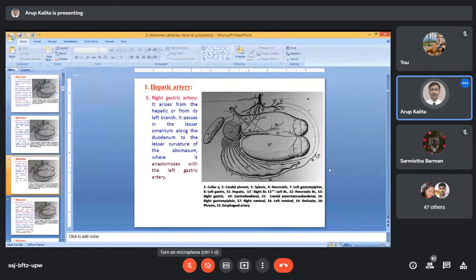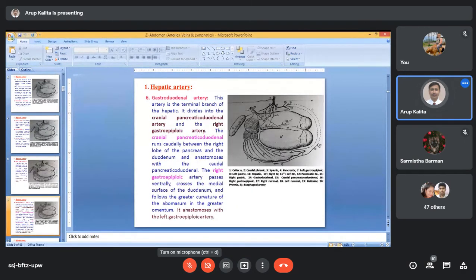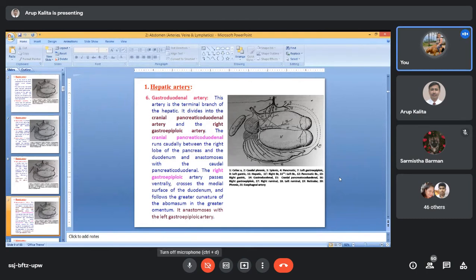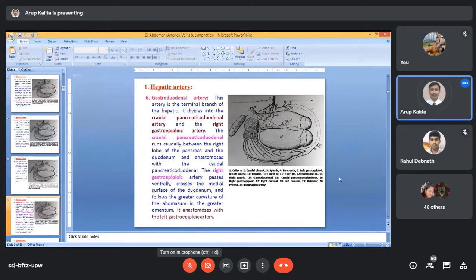Next is the gastroduodenal artery. The gastroduodenal artery is number 14. It will come down and divide into 15 and 16. 15 is the pancreatoduodenal artery and 16 is the right gastroepiploic artery. The right gastroepiploic artery will join with the left gastroepiploic artery. Clear or not? Any more? Any doubt? Tell me. No, sir.